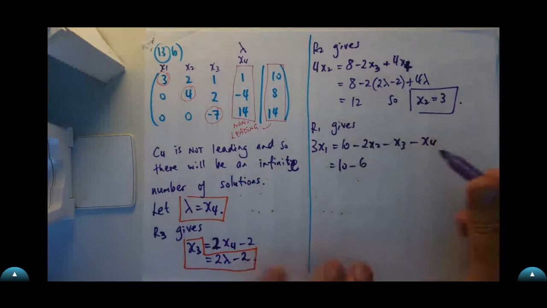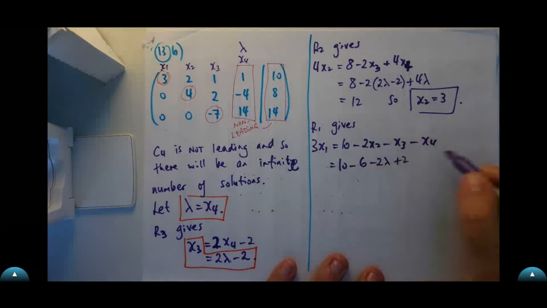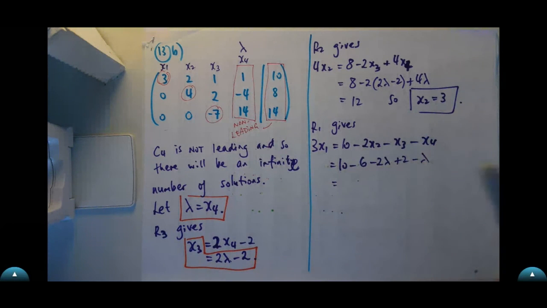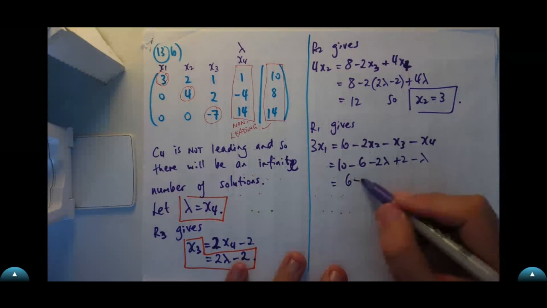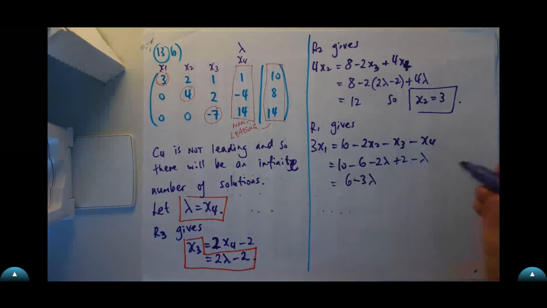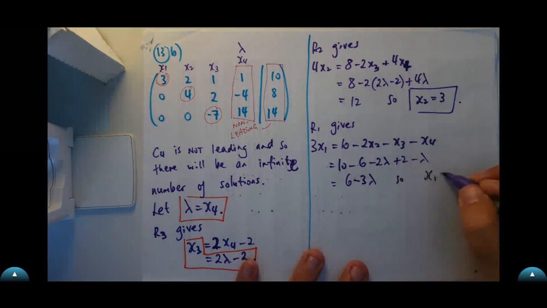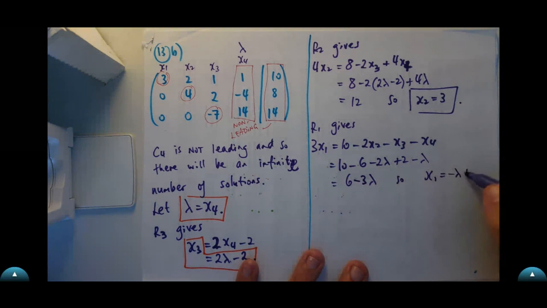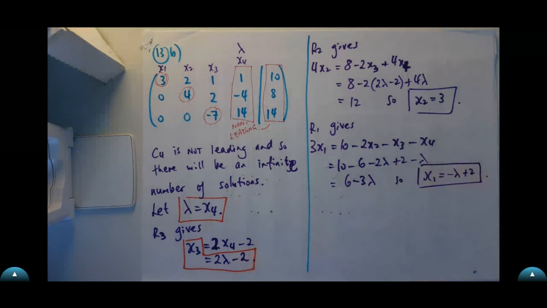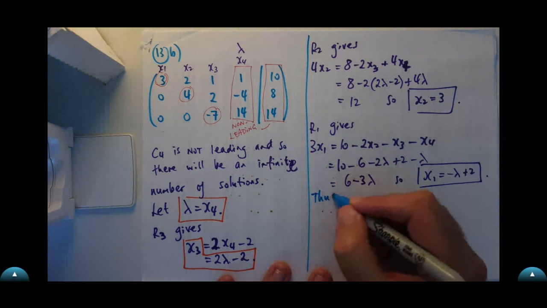So that's going to be 6. That's going to be that, and that is lambda. Now we just simplify these bits, and we're going to get 6 minus 3 lambda. So we divide the 3 out, and we'll get negative lambda plus 2. It's taken us a while, but that is almost finished now. Let's write these as a column and we can finish.